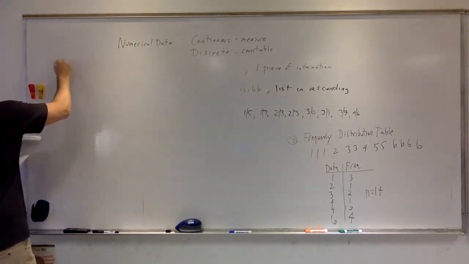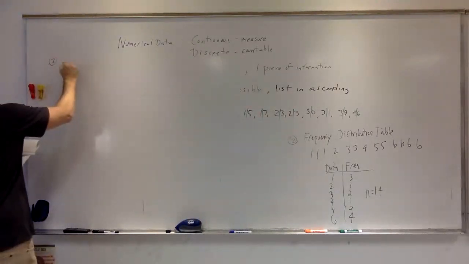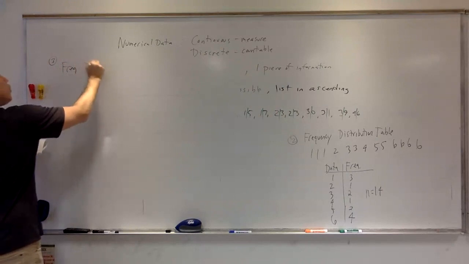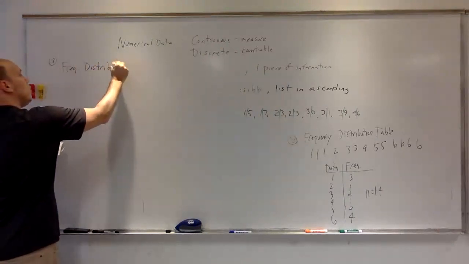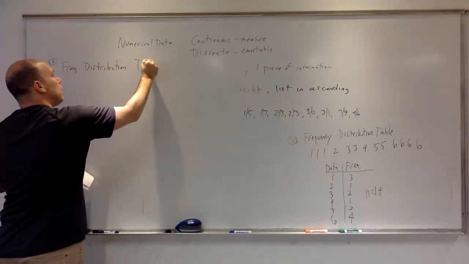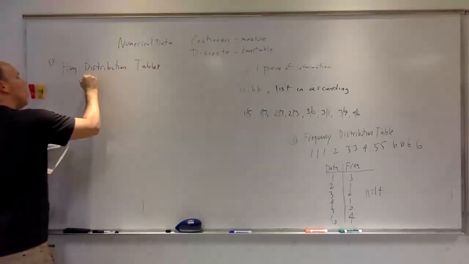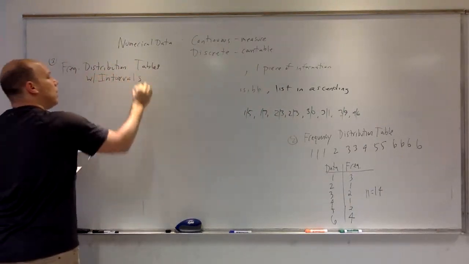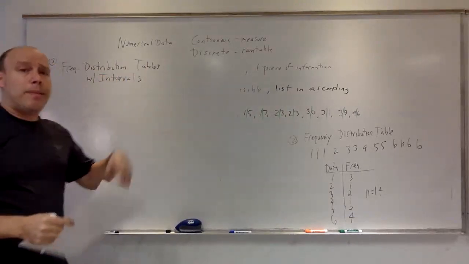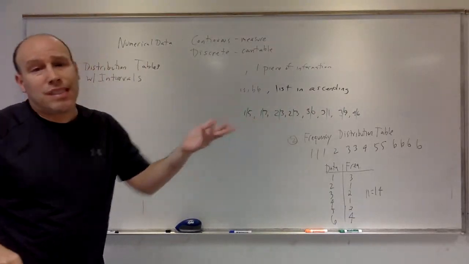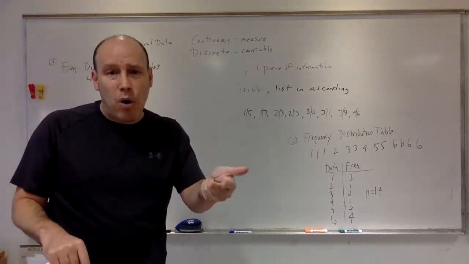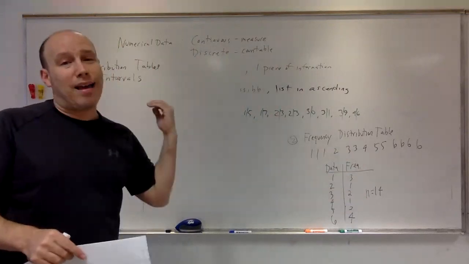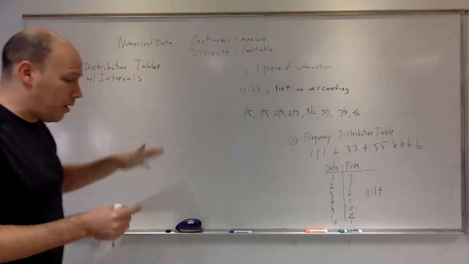So we're going to make frequency, the third way is frequency distribution tables with intervals. Okay, and I'm going to make these tables, and then when we move on to the next unit, which is mean, median, and mode, I'm going to ask you to come back and look at some of this work. So I'm going to leave it up here.